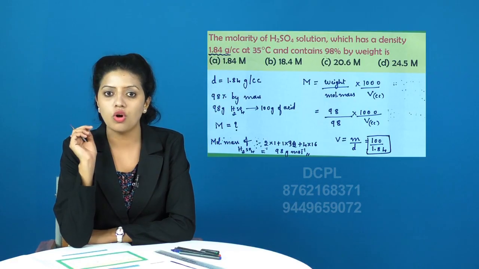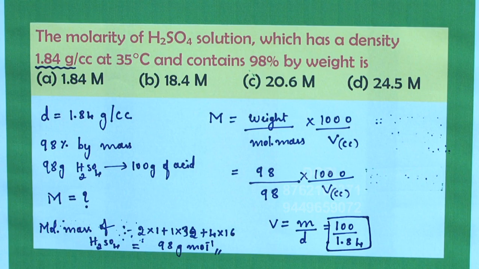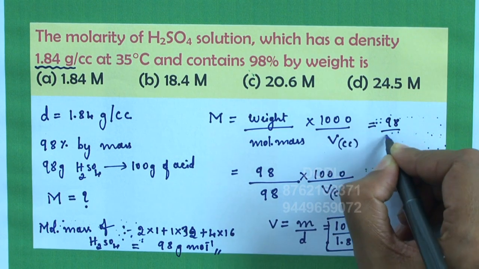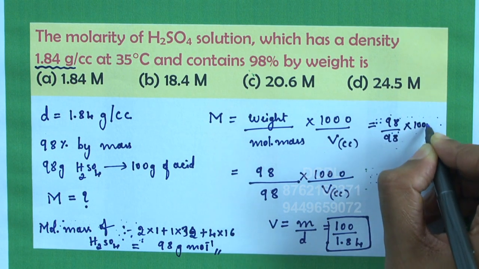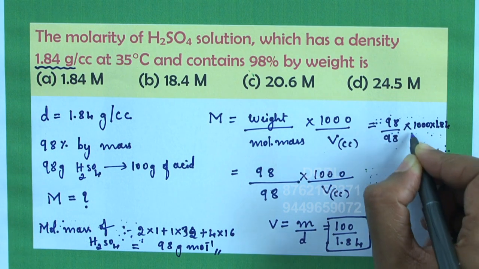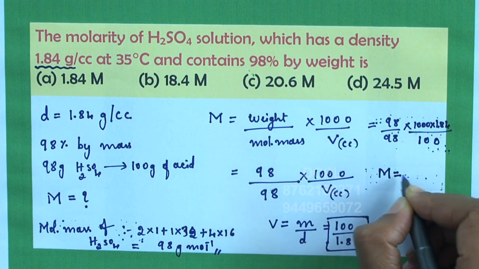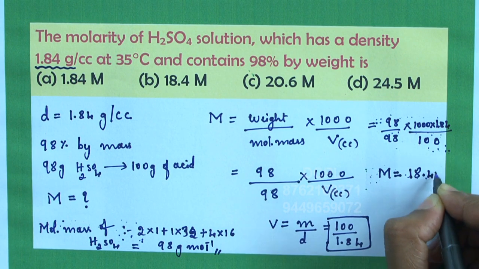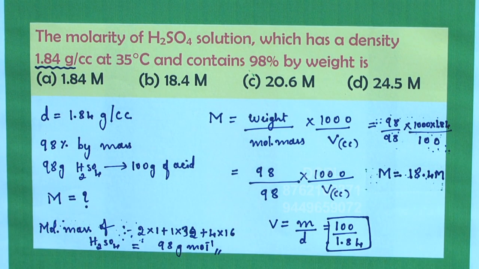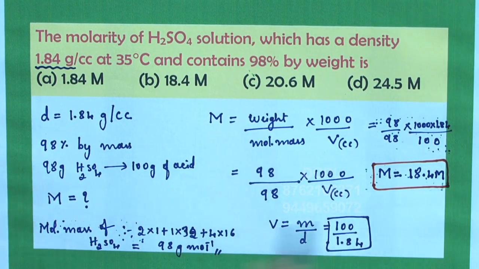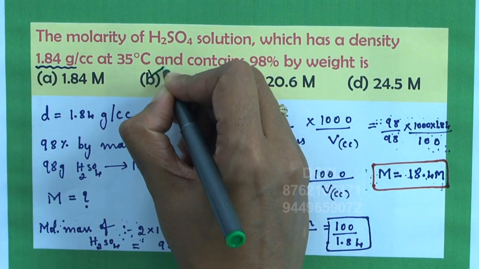Now let us substitute all the data in the main equation. Thus the molarity will become 98 by 98 into 1000 into 1.84 divided by 100. So upon simplification, we get the molarity as 18.4 molar. The molarity of H2SO4 is 18.4 molar, and hence the right option is option B.